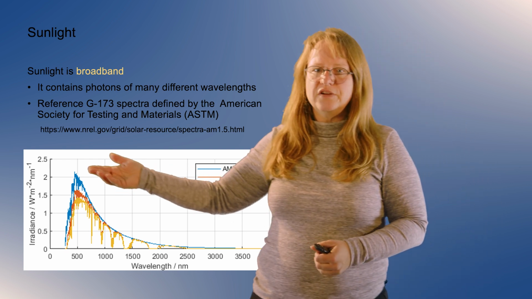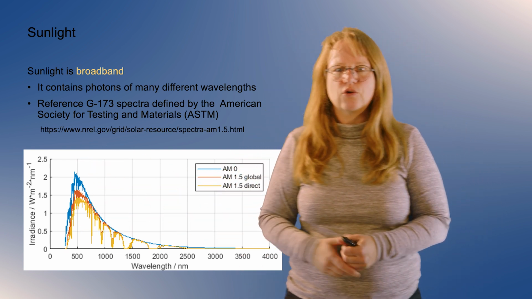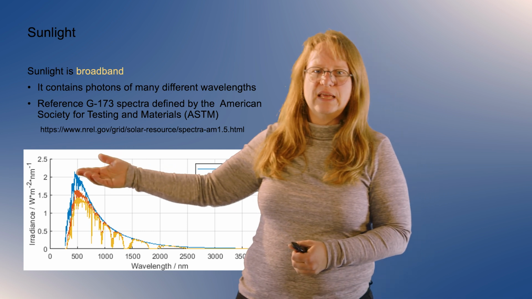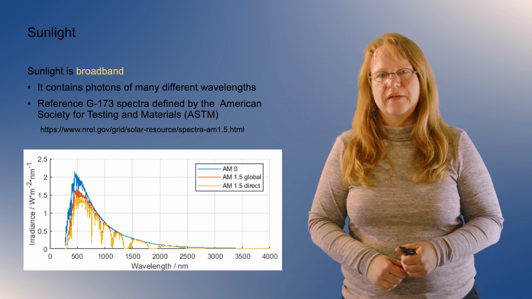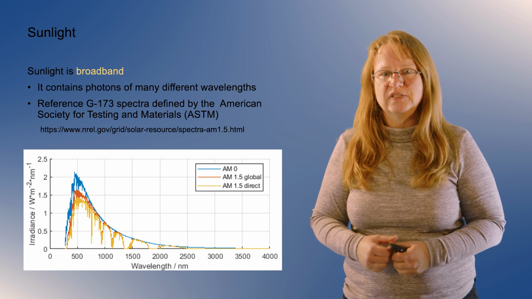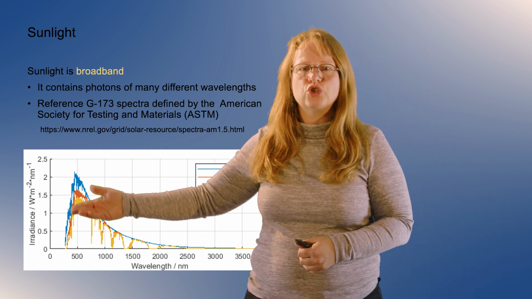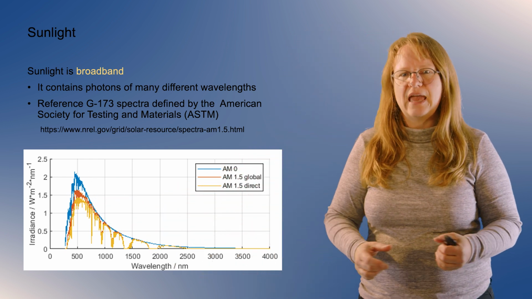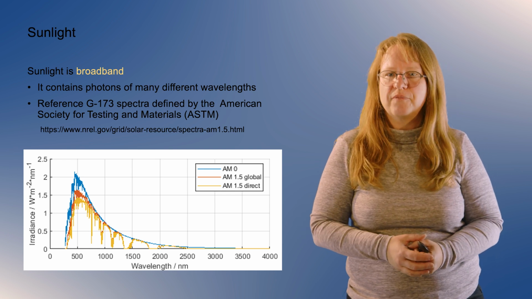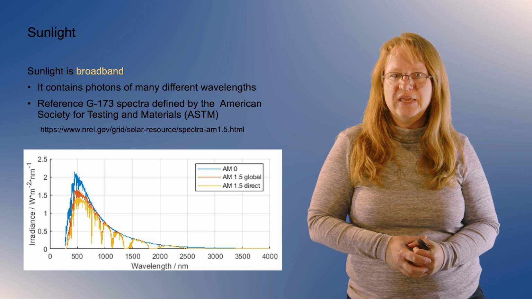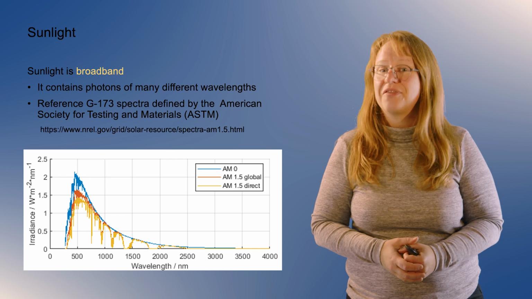We see 3 different curves here. These are the so-called AM0, air mass 0 curve, that is if we are out in space, and we see 2 typical curves of sunlight, the AM 1.5 curves. We will talk more about where these curves come from and what the air mass means in the next video. So thanks for watching.